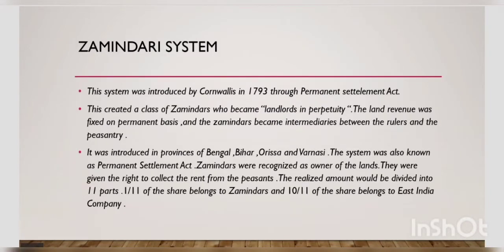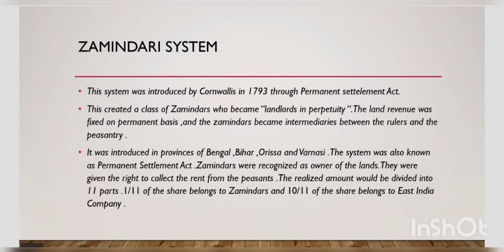Zamindari system. The system was introduced by Lord Cornwallis in 1793 through Permanent Settlement Act. This created a class of zamindars who became landlords in perpetuity. The land revenue was fixed on permanent basis and the zamindars became intermediaries between the rulers and the peasantry. The system was introduced in provinces of Bengal, Bihar, Orissa and Varanasi. The system was also known as Permanent Settlement Act.